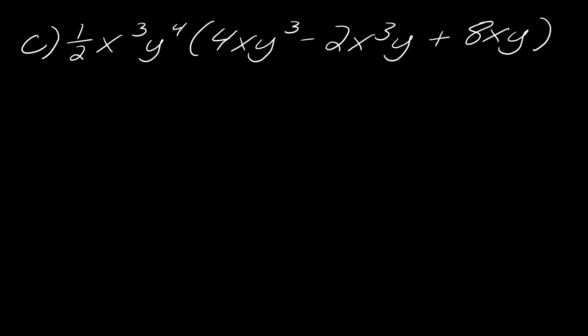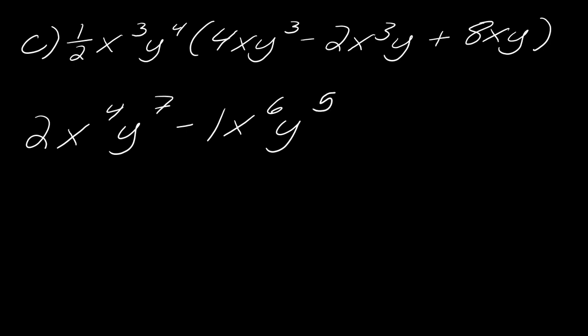I've got one more problem here. Once again, I'd highly recommend that you pause the video and give this a try. Notice that I'm multiplying everything by 1/2, so I'm just taking half of everything. Half of 4 is 2, and then this will be x to the 4th, y to the 7th. So 3 plus 1 is 4, 4 plus 3 is 7. Half of -2 is just going to be -1. You can either drop the -1 or write it out, it's up to you. And then this will be x to the 6th, y to the 5th, again adding the exponents. And then half of 8 is 4, and then this will be 4x to the 4th, y to the 5th. And that'll be it for that one.